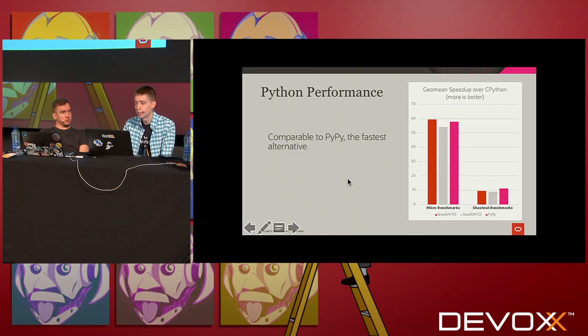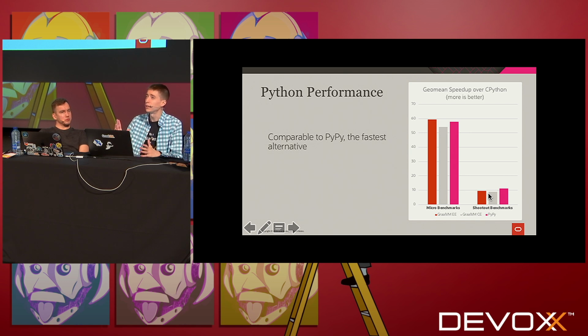So this is for R. Then Python. Python performance is comparable with PyPy, which is the fastest alternative for Python. PyPy also has a JIT compiler. What it shows here is that for pure Python code, the performance improvement can be really huge. So we have here micro benchmarks where the performance improvement on pure Python code is in the 50x, 60x ranges. But for shootout benchmarks, this is also 10x. But this is all pure Python code.